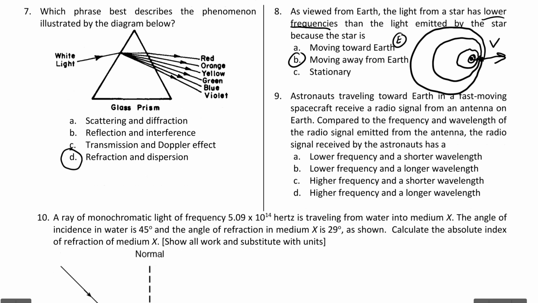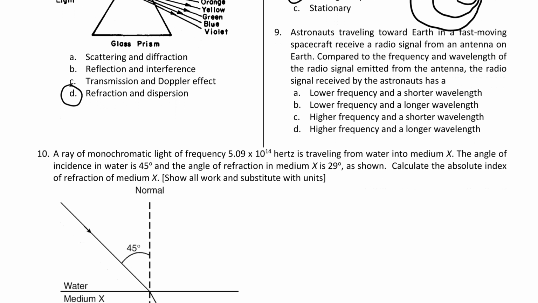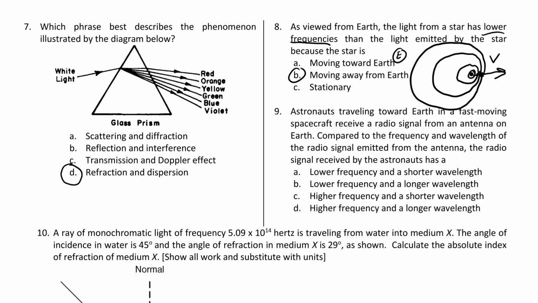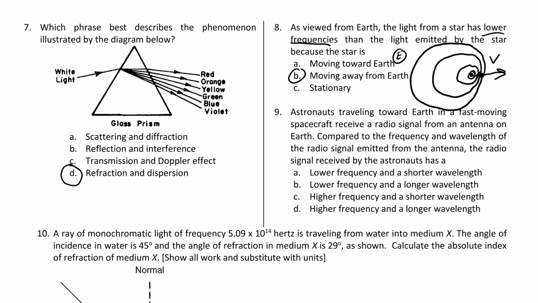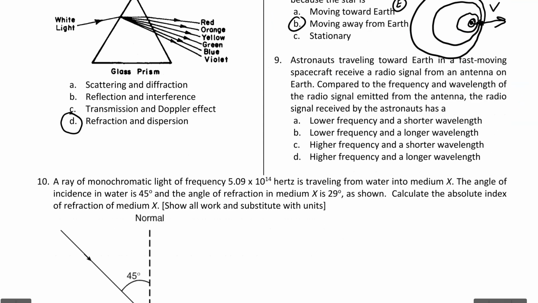Number 9, astronauts traveling towards Earth in a fast-moving spacecraft receive a radio signal from an antenna on Earth. Compared to the frequency and wavelength of the radio signal emitted by the antenna, the radio signal received by the astronauts has what? So this is another interesting example of how electromagnetic waves, such as radio waves, can have the Doppler effect. The classic one is something like the redshift, which is number 8. That has to do with visible light. But you could also have this Doppler effect in radio waves.